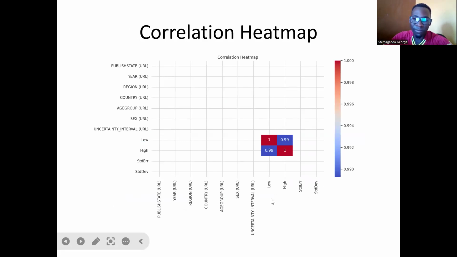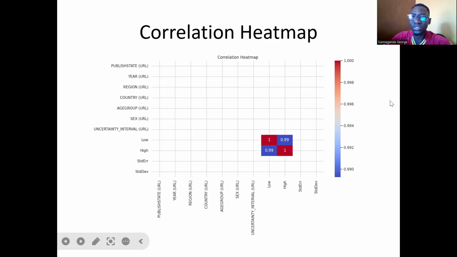So for example, if you look at sex, it has no correlation with the year of the study. There is no correlation at all. So every other feature is independent of each other for this type of data set.